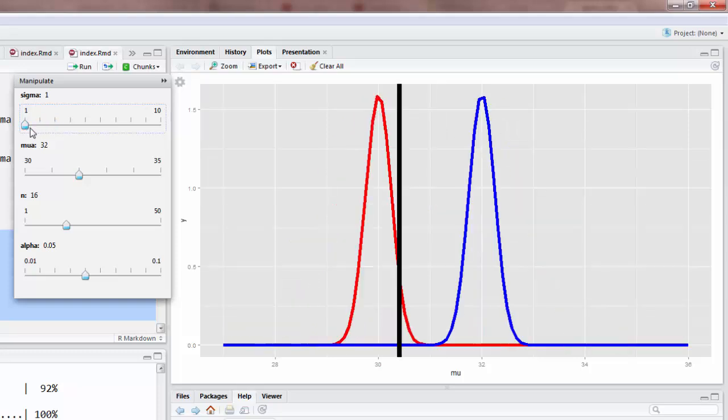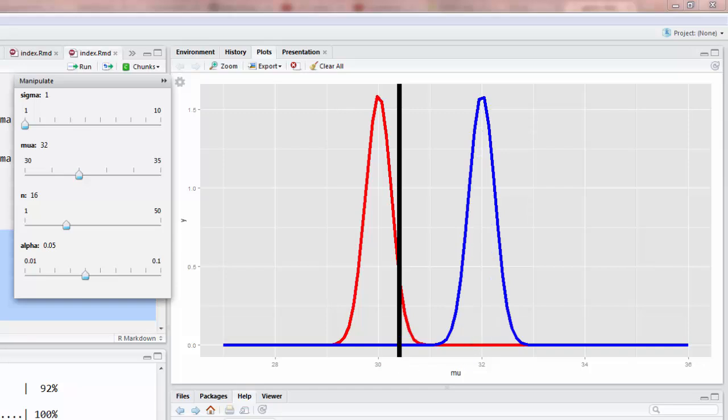Okay, so let's move sigma down to the lowest level I'm allowing, which is sigma equal to 1 in this case. Okay, so our black line has moved down and it's still calibrated so that this area is 5%. But what we've seen is we have so little variability in the sample mean that the probability of rejecting, the probability of getting larger than the black line if the blue distribution, alternative distribution, is true, is almost 100%.